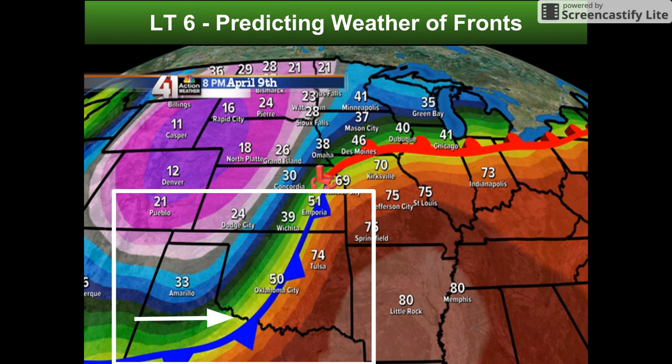Before the cold front, notice that the air is warm and humid with temperatures in the 70s and 80s. After the cold front, the temperatures dip into the teens and to the 30s. There are probably thunderstorms in Oklahoma City, Tulsa, and Wichita. There are clear skies in Pueblo and Denver.